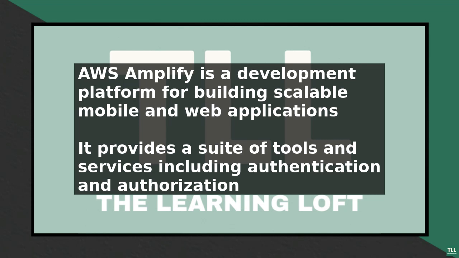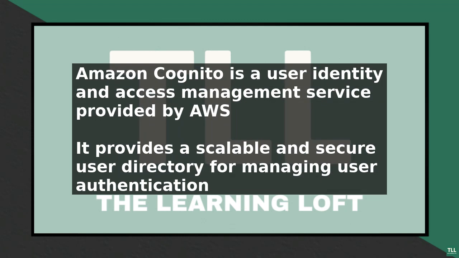First, you need to set up AWS Amplify in your project. This involves installing the AWS Amplify CLI and configuring it to work with your AWS account. Once you have set up AWS Amplify, you can configure authentication using AWS Amplify Auth, which provides a simple and secure way to manage user authentication in your application.